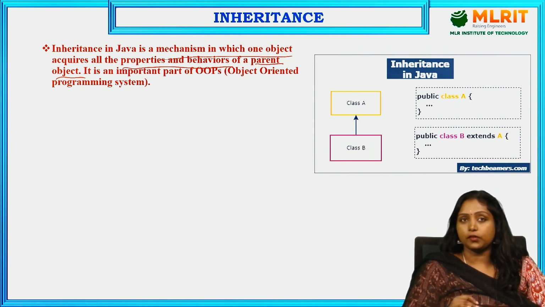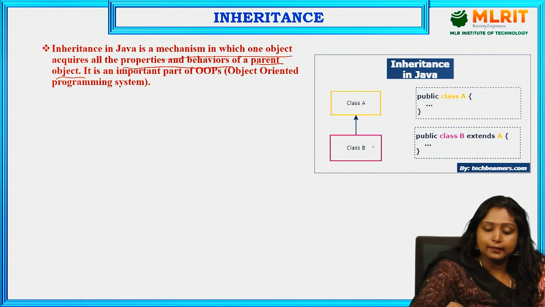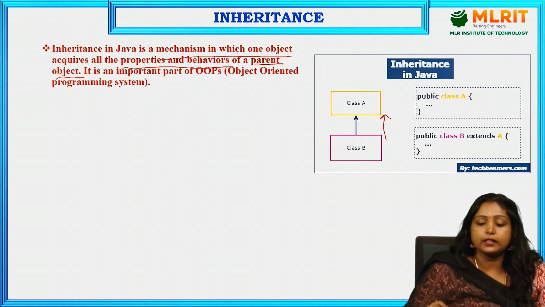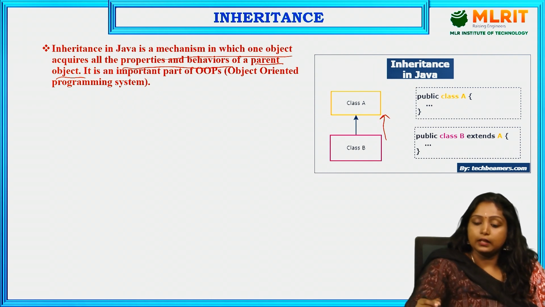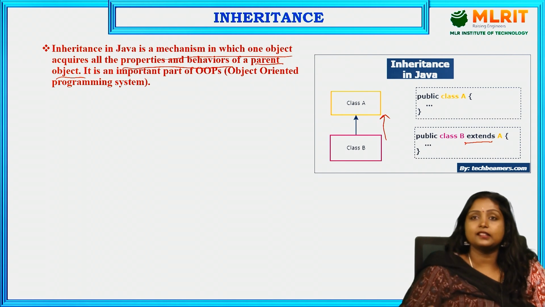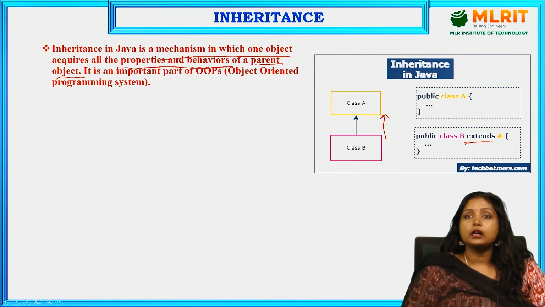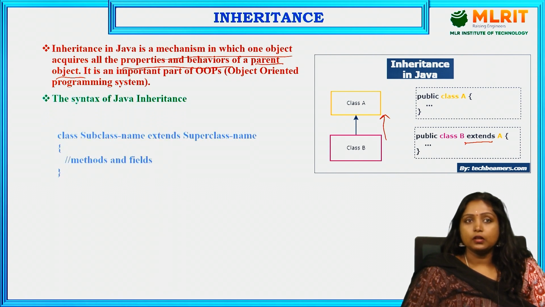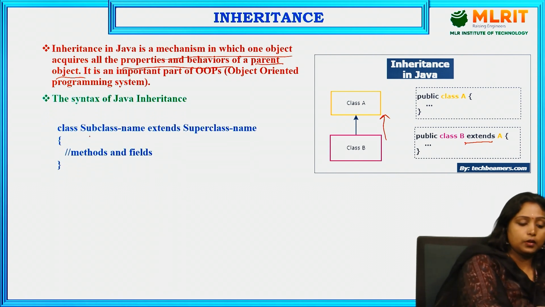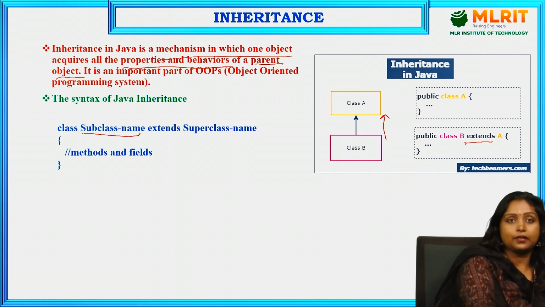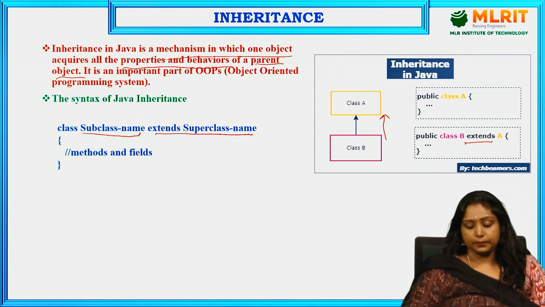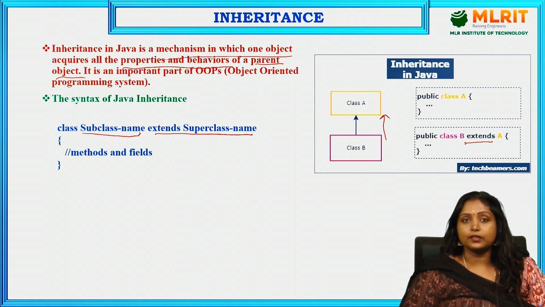It's an important concept in object-oriented programming. Here one class is acquiring the properties from another class using a keyword called extends. Extends is a keyword which is used to inherit the properties from one class to another class. So, you have a class which is already defined as a superclass, and the subclass extends the superclass.